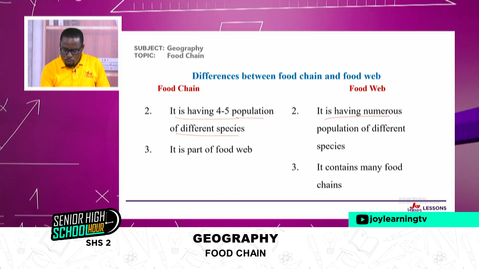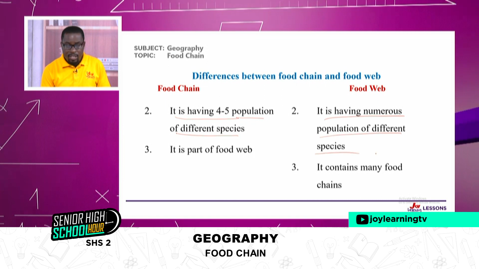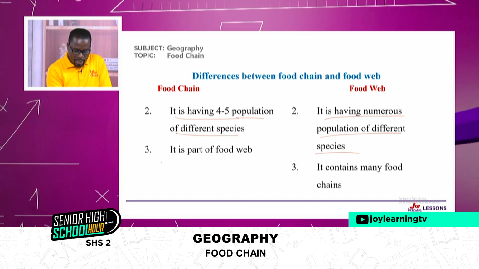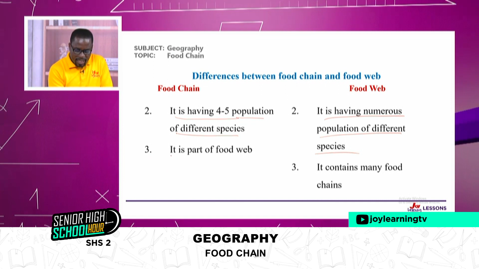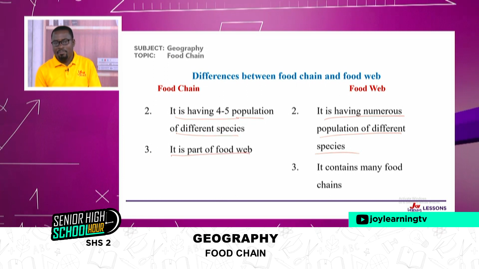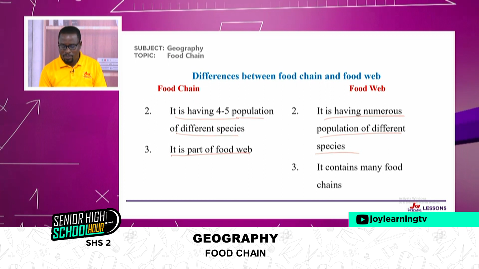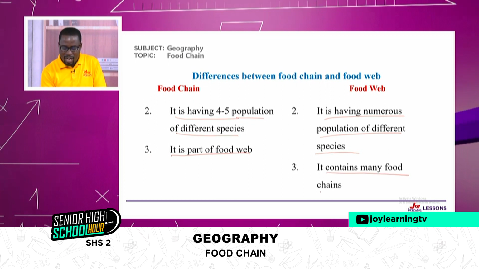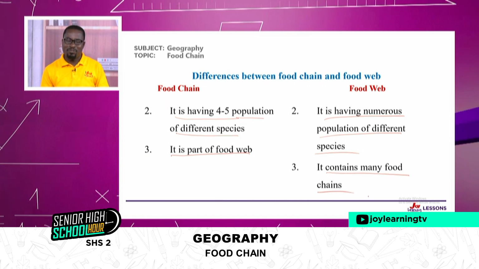Now, how about food web? It is having numerous population of different what? Species. Numerous population of different species. Then the next one is that food chain, it is part of food web, sort of a subset of food web. That's simple. But so then how about food web? Food web contains many what? Food chains. Food web contains many food chains.